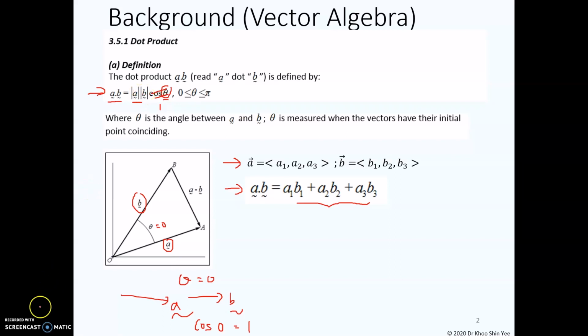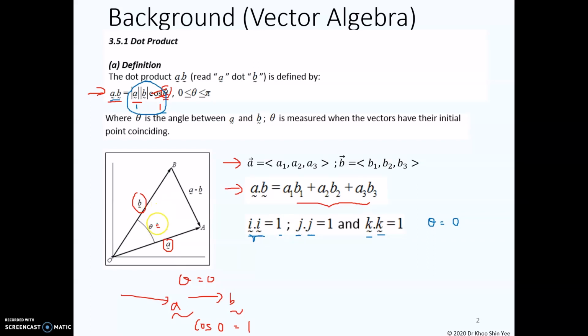For example, if you take the vector i dot with i, you obtain 1. Same for the vector j dot with j, and k dot with k. This is because these two vectors are in the same direction, therefore the angle between these two vectors is 0. When you take cos 0, you obtain 1. So we know the magnitude for the i vector is 1, therefore you obtain 1 on your right hand side. So the dot product for these two vectors is equal to 1.